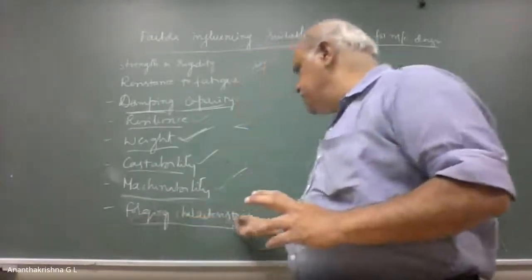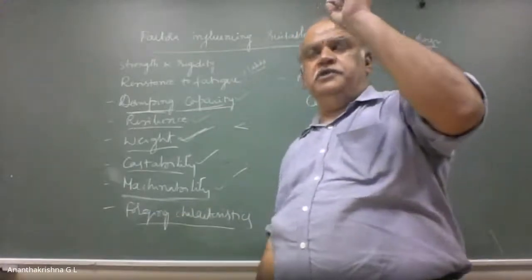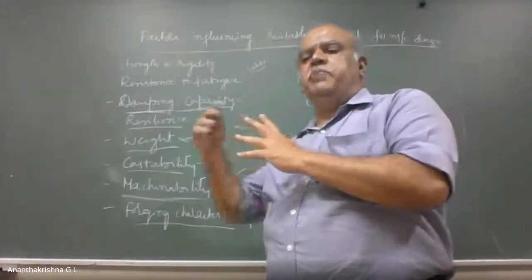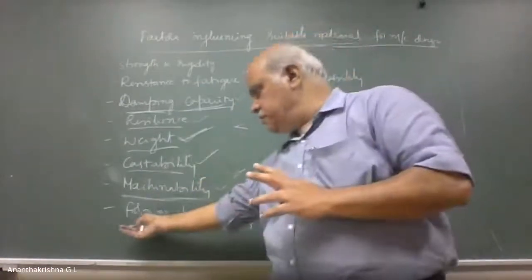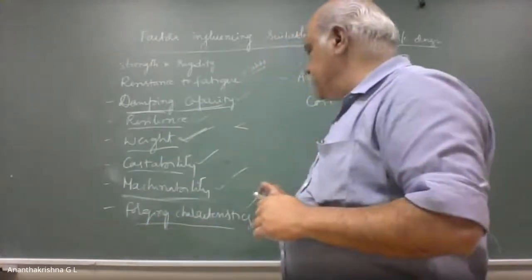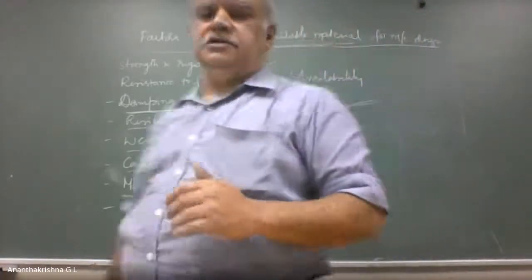Next comes forging characteristics. That means if you are using a material, it should get into the plastic region faster, so that it should be able to get forged. So that is forging characteristics. Last one is availability and cost.